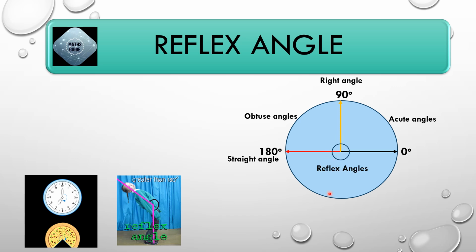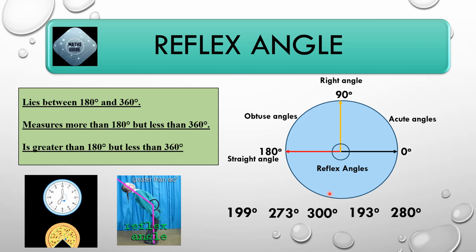From 180 to 360 degrees, all angles are called reflex angles. So we can say a reflex angle lies between 180 degrees and 360 degrees, or it is greater than 180 degrees and less than 360 degrees. Here are some examples: 199 degrees, 273 degrees, 300, 193 and 280 degrees are all examples of reflex angles because they are greater than 180 degrees and less than 360 degrees.